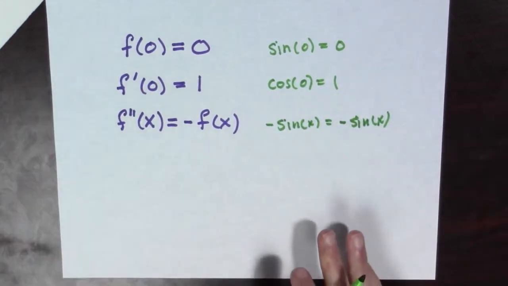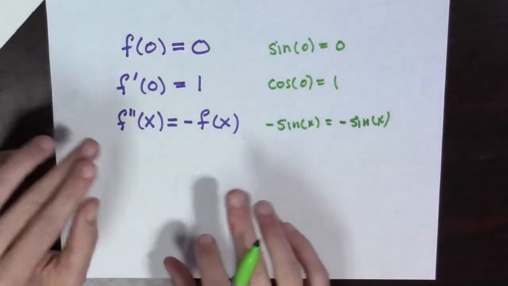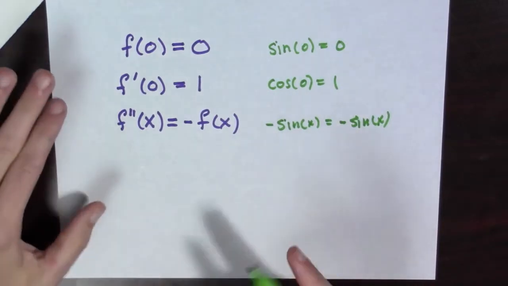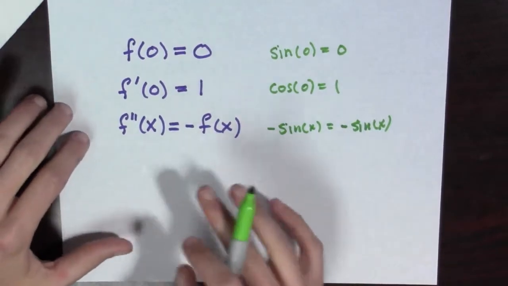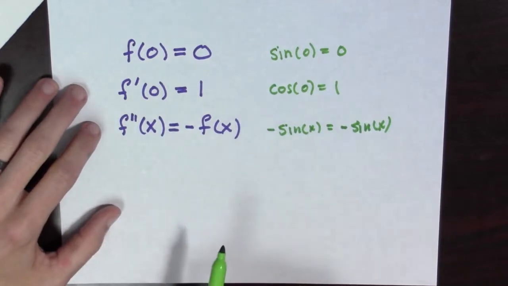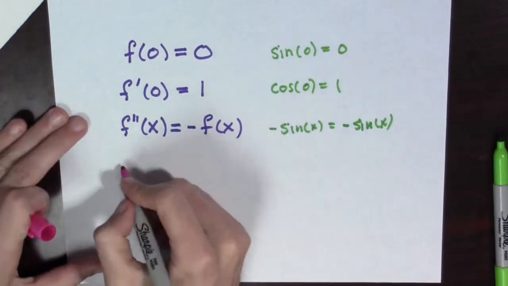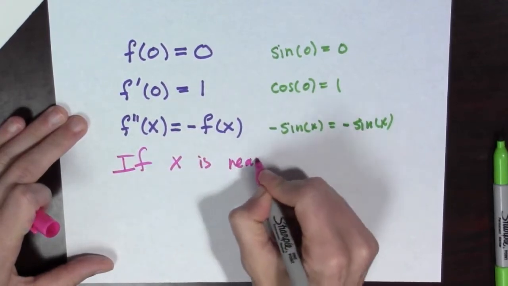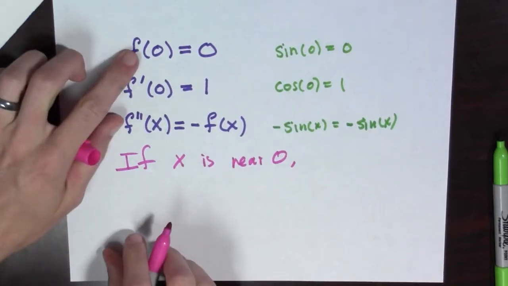That's right. And we are not going to explain it in this course, probably, but if you continue taking calculus, you will find out that this is the only solution to these three equations. Somehow, these three equations completely identify everything there is to know about sine. And so now let's ask the question I've been asking. If x is near 0, well, if x is near 0, think about this.